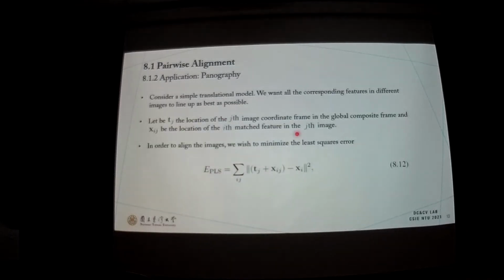So this is the way of estimating using panography. Consider a simple translation model. We want all the corresponding features in the different images to line up as best as possible. So in panography, they want to minimize the least squares by having the PJ.